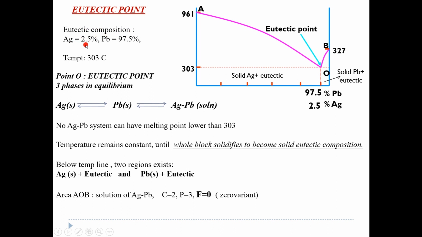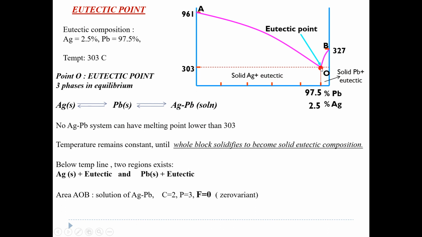Silver is 2.5 percent and 97.5 percent is lead. The temperature at which it exists is 303. Three phases are in equilibrium. Which are the three phases? So this is solid silver, solid lead, and this is the solution. Eutectic is what? The solution, no? Lead silver solution. No lead and silver system can have a melting point below 303.